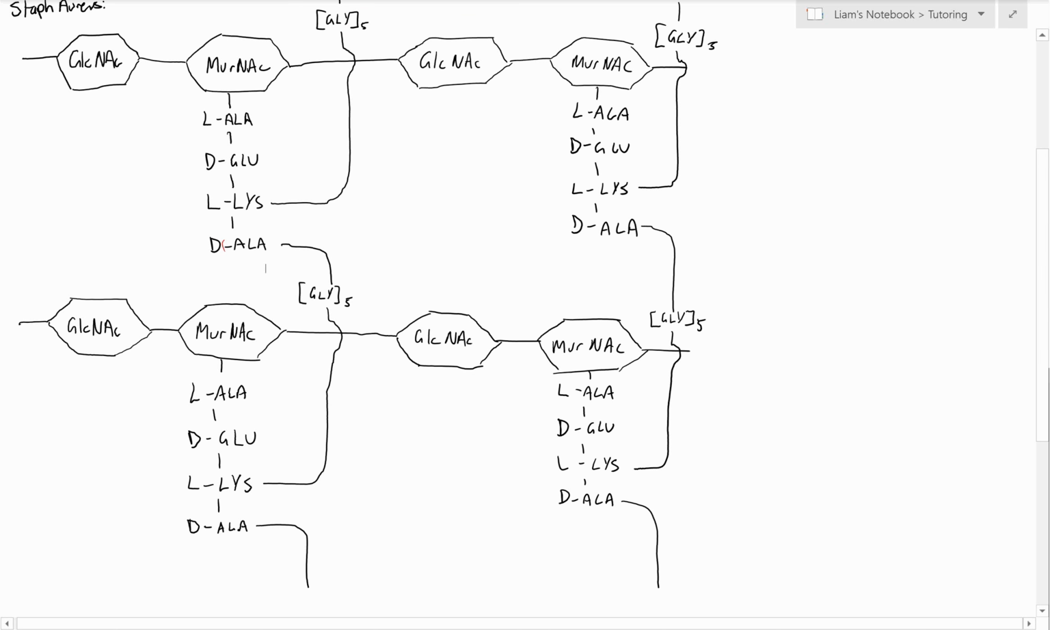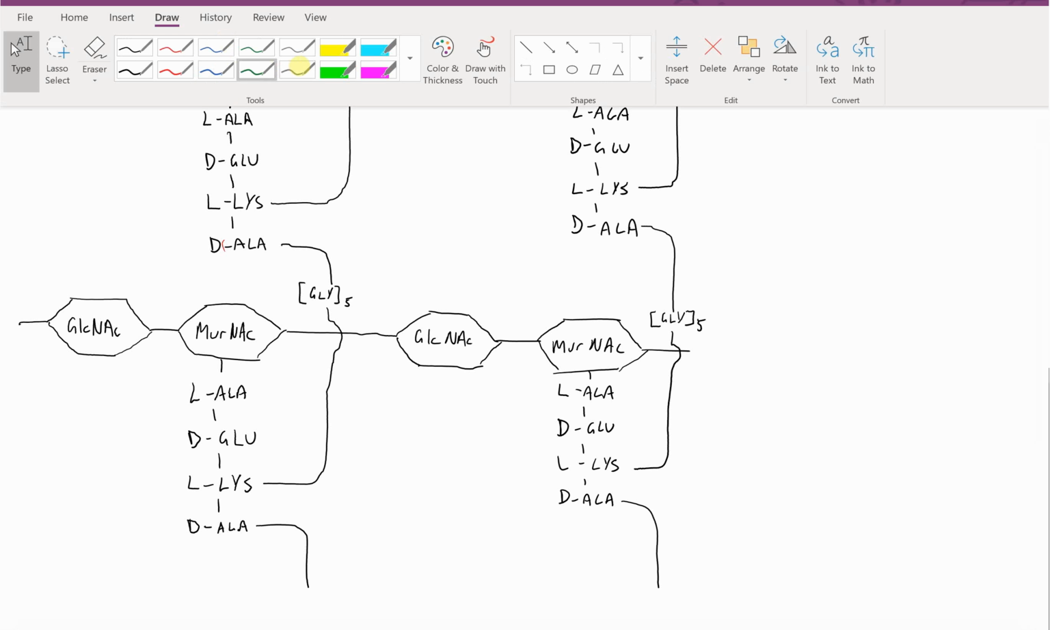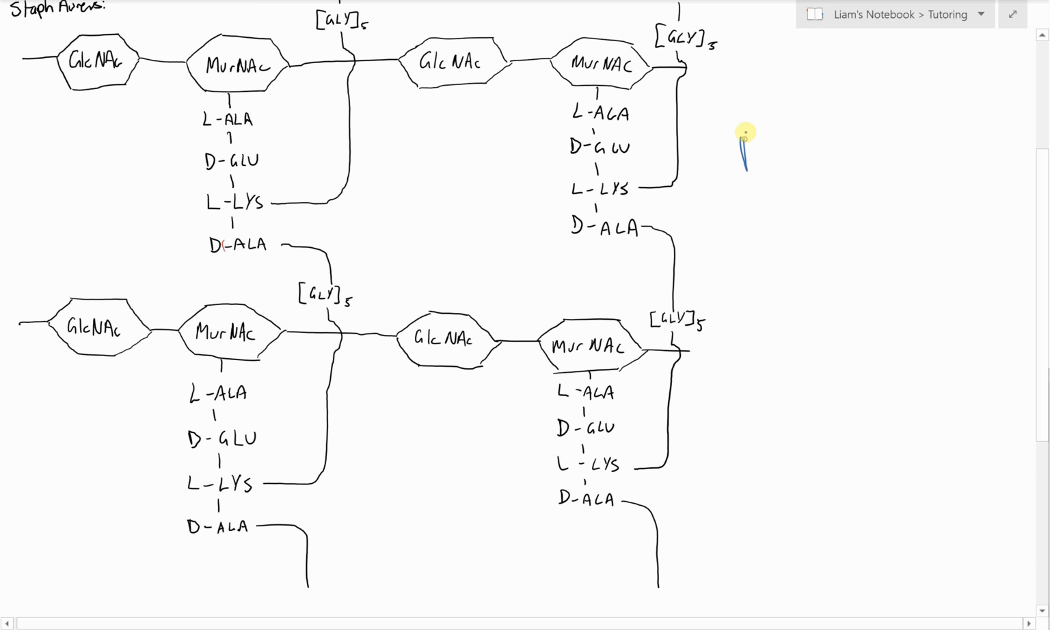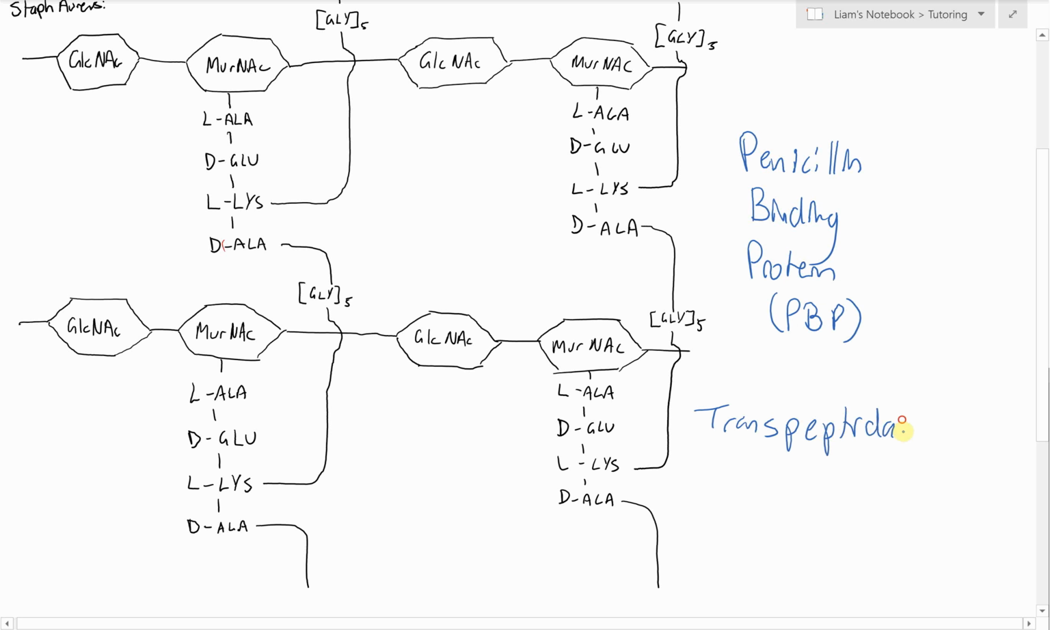Now, the terminology for the enzyme that does this can get a little confusing. We have 2 names for it. Let me change color. The enzyme that does this is called either a penicillin binding protein, PBP, or it's called a transpeptidase. These enzymes are one and the same. They're two different names for the same enzyme.